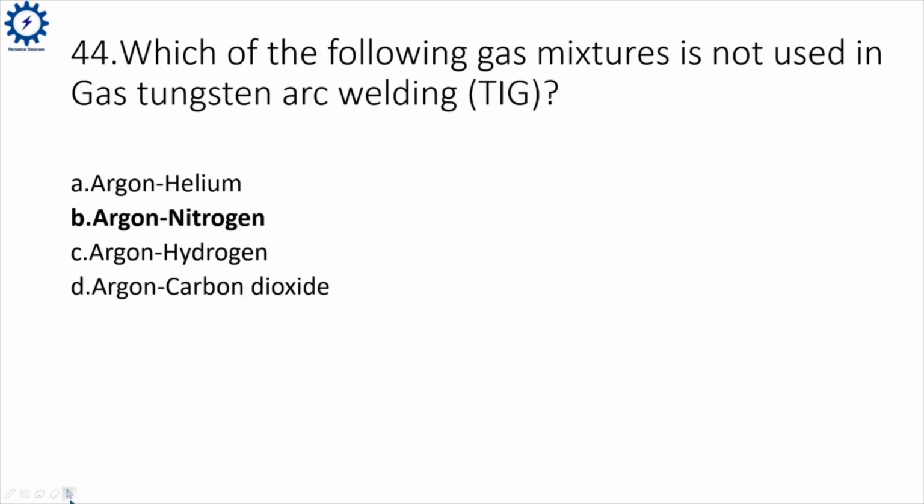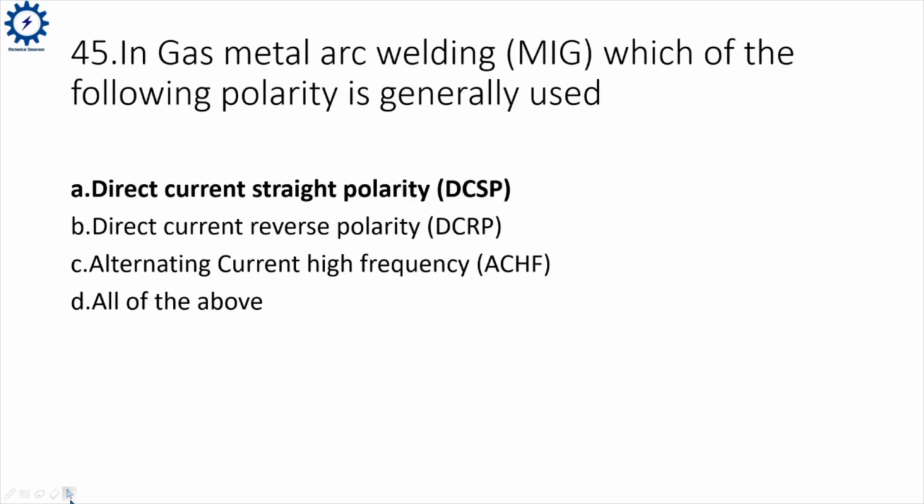Which of the following gas mixtures is not used in gas tungsten arc welding or TIG welding? Argon, nitrogen. In gas metal arc welding or MIG welding, which of the following polarity is generally used? Direct current straight polarity.